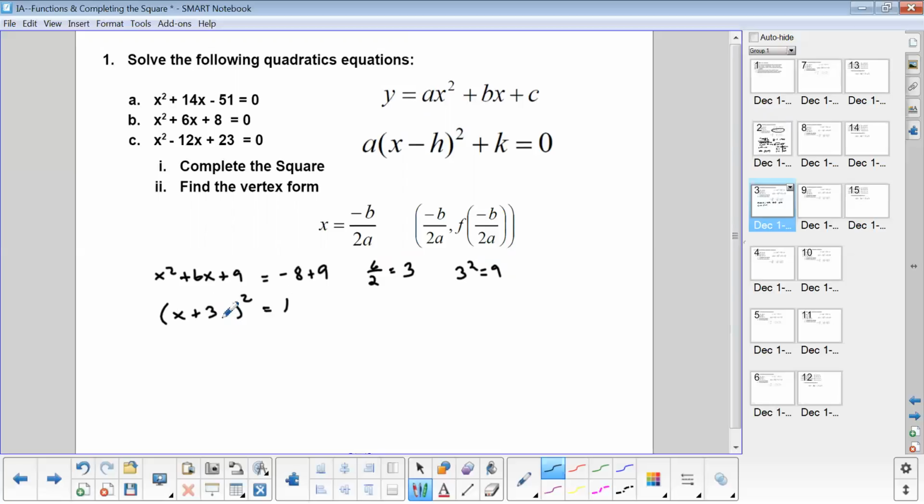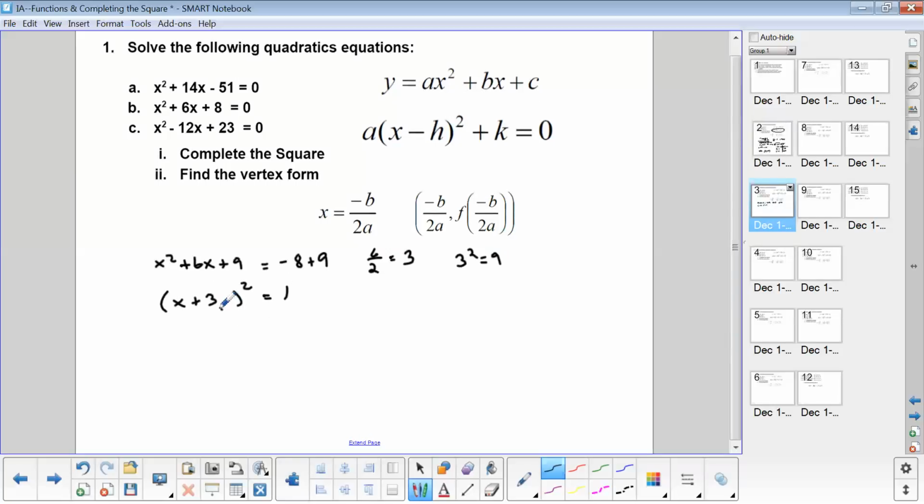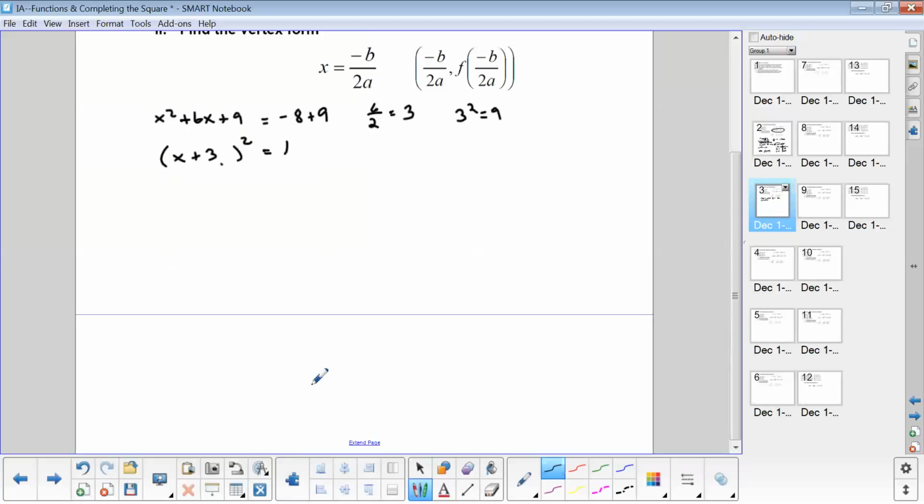Now, if I want the vertex, then I'm going to the vertex form, then I'm going to subtract the 1, and I'm going to get x plus 3 quantity squared minus 1 equals 0. So the vertex is negative 3, negative 1. H was negative 3, and K was negative 1.